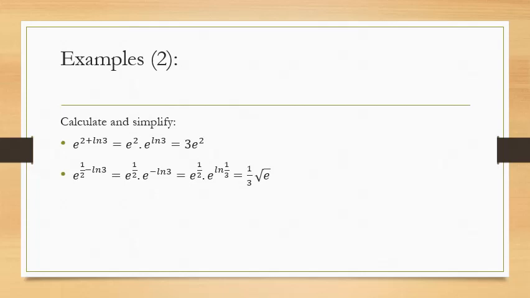E to the power half minus ln 3 is e to the power half times e to the power minus ln 3. From the properties of ln, we have e to the power half times e to the power ln 1 over 3. E to the power ln 1 over 3 is 1 over 3, and e to the power half, we can replace it by radical e.